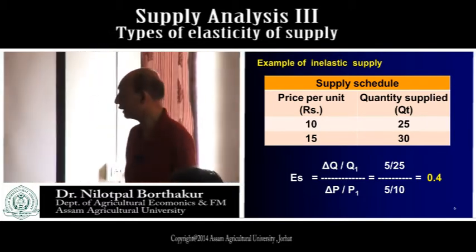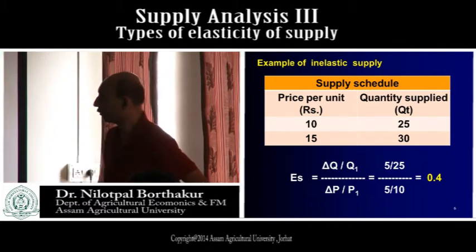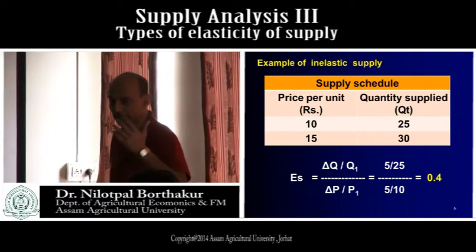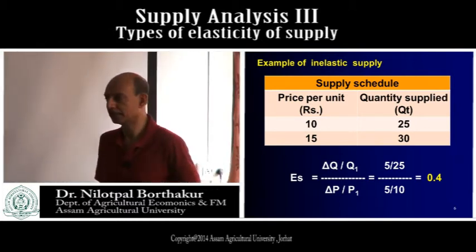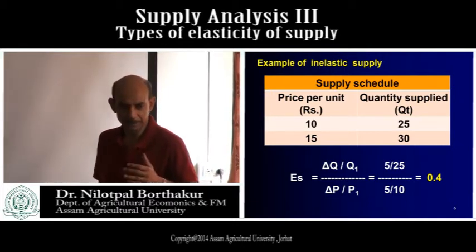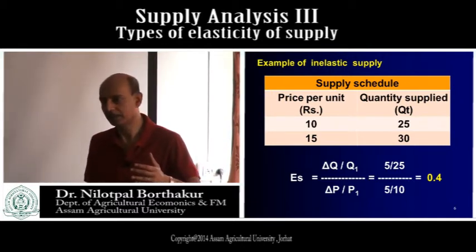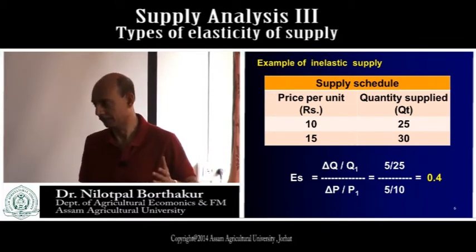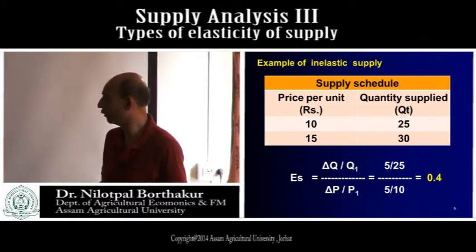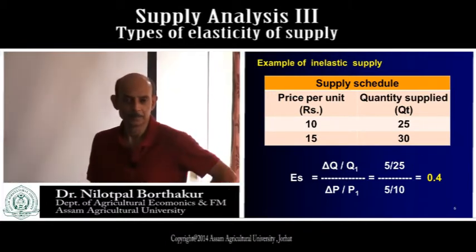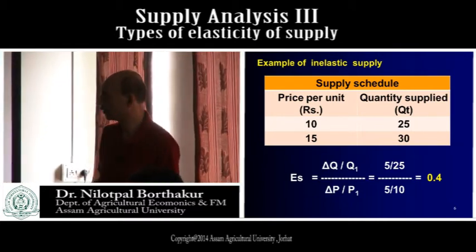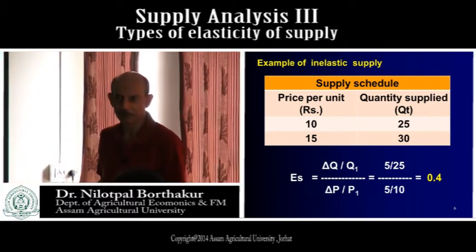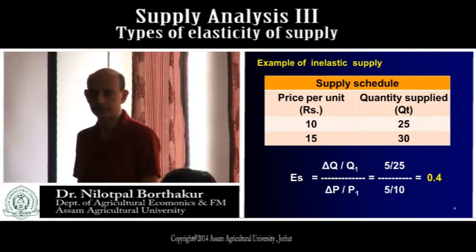Then comes unit elasticity. In case of unit elasticity, percentage change in quantity supplied is exactly equal to the percentage change in the price. That means for 10% increase in the price, supply will also increase by exactly 10%. So that is why elasticity value is equal to 1, and the supply curve starts from the origin. You must remember, when the elasticity of supply is 1, supply curve will always be starting from the origin.